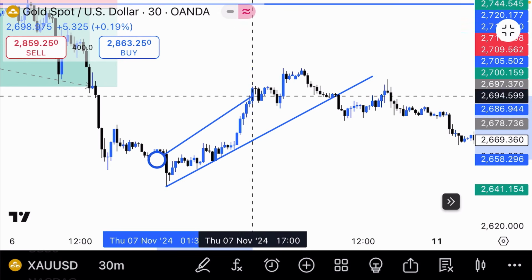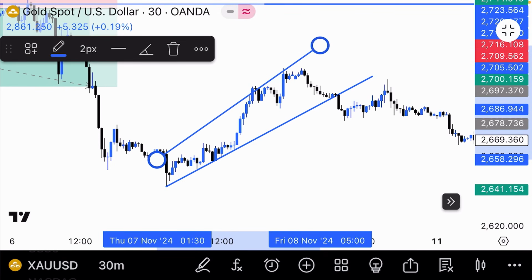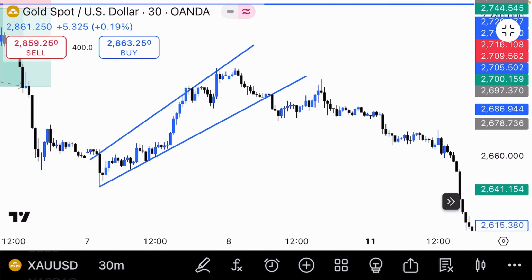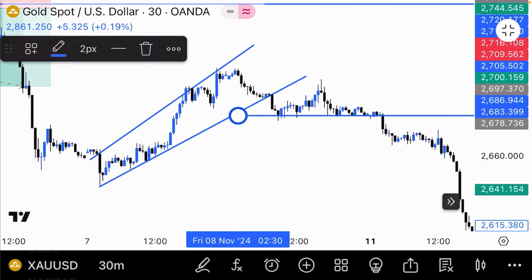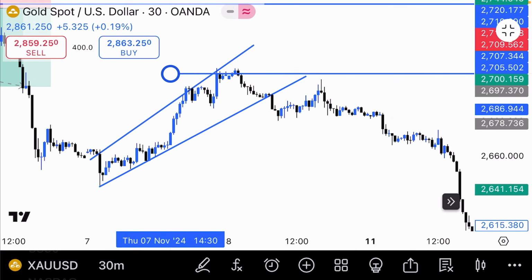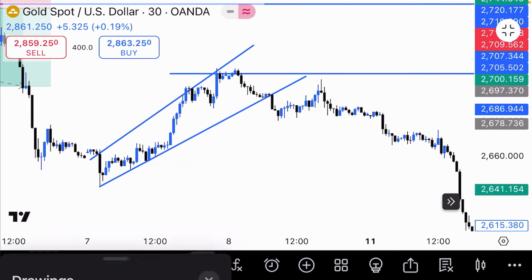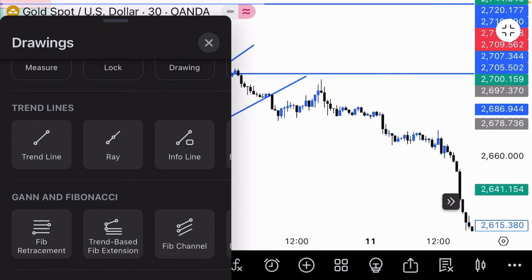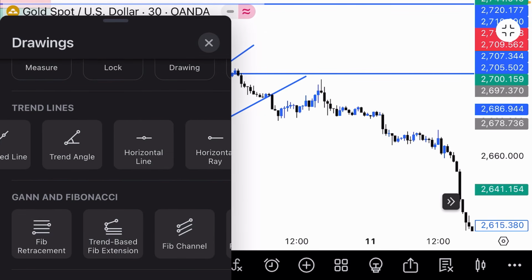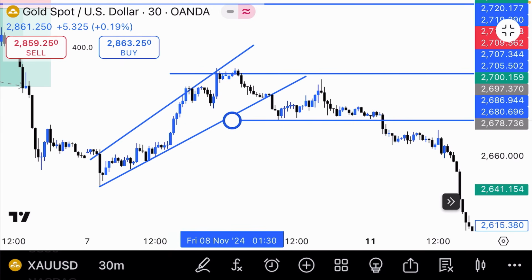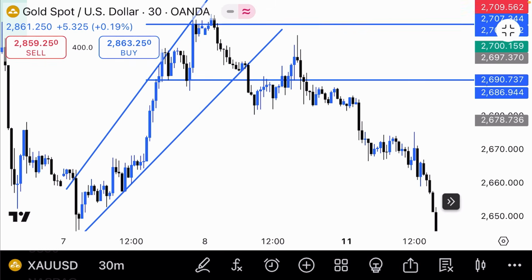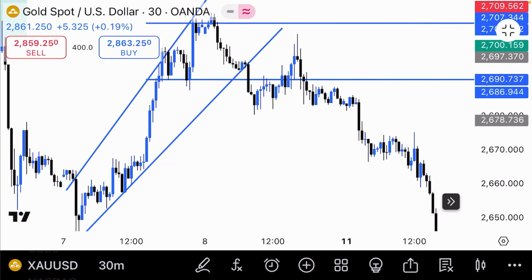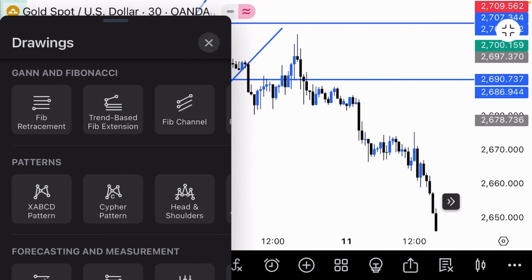So even here, let me show you. You would have eaten this one. You see? So now you put support and resistance, like I said. So you have your resistance level up there, and you have your support level down here, right? So you would have put your entry levels just here.